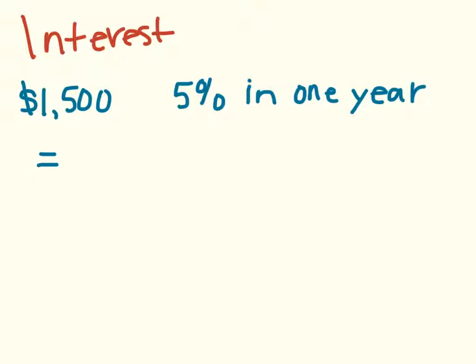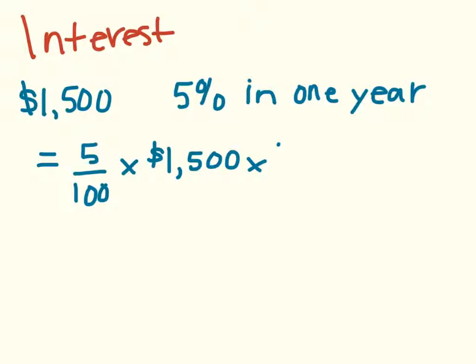We'd set that up by simply putting all of our numbers together. 5% or 5 over 100 of $1,500 over our time frame, 1 year. When we work out that problem, we get a final answer of $75. Okay, so Marina earns $75 in interest. That means the amount of money in her account at the end of the year is $1,575, assuming she hasn't added any money or taken any money out.